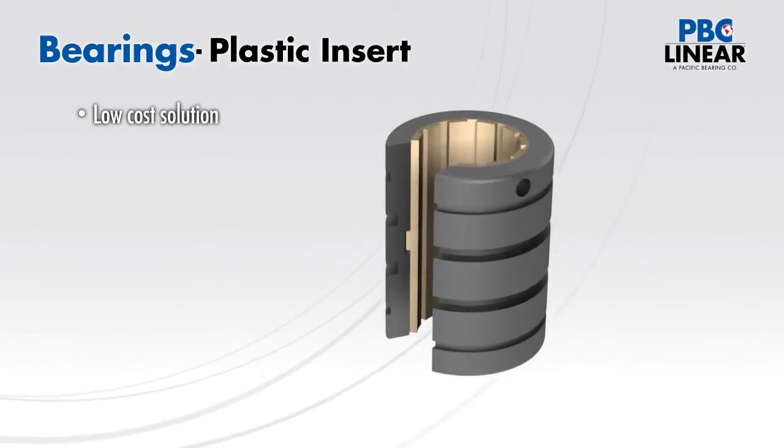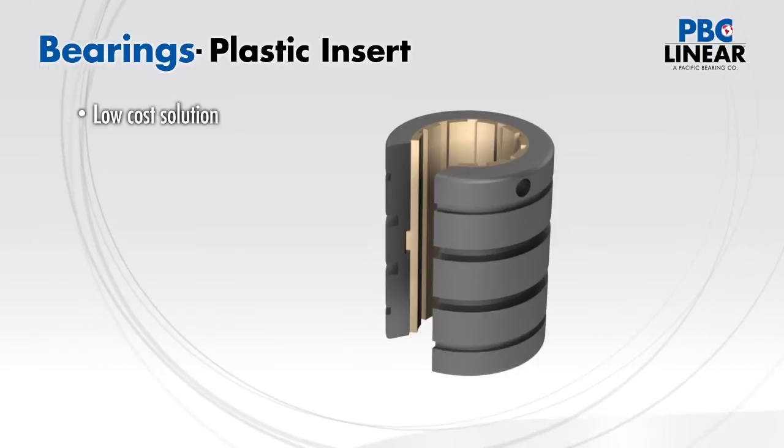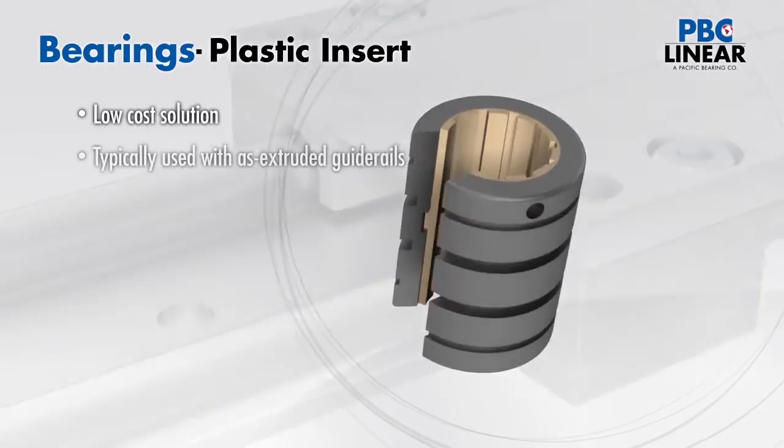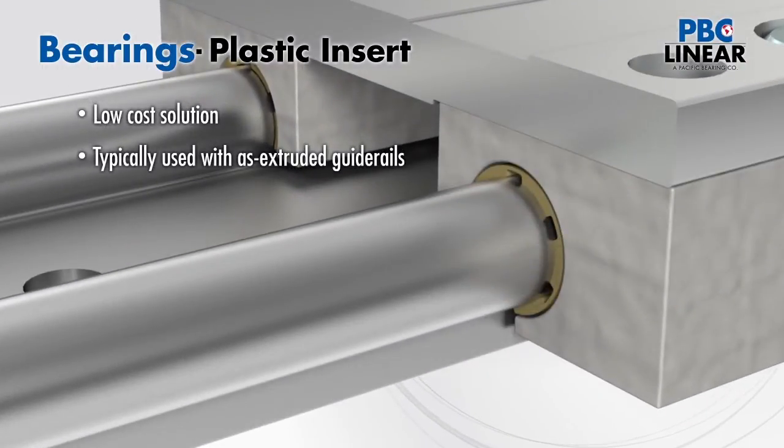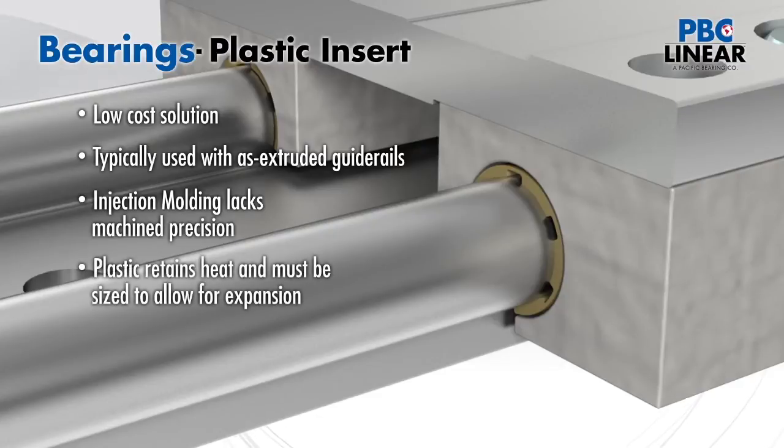First, consider a common choice due to its low price: plastic insert bearings. These typically ride on a loose tolerance, as extruded rail that we discussed earlier. Add to that factors that result in a loose tolerance bearing. Things like plastic is injection molded and not finish machined. Plastic is an insulator that holds heat in the ID of the bearing. It must then be oversized to allow for thermal expansion.